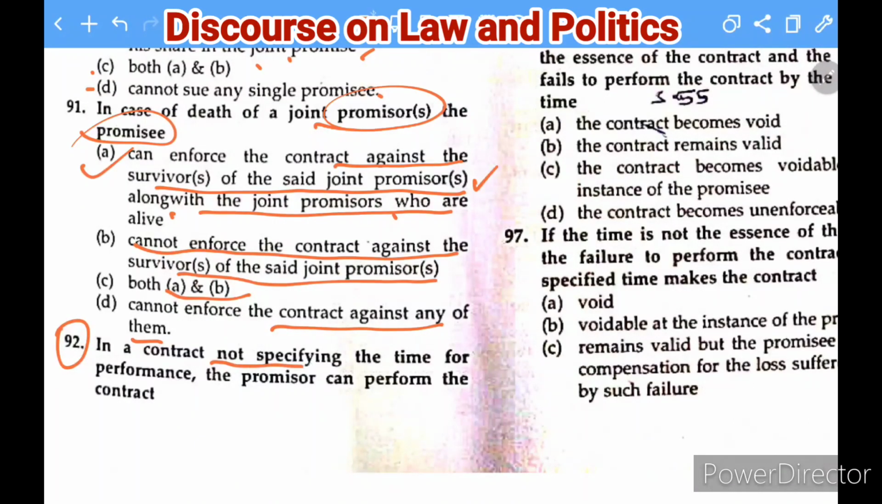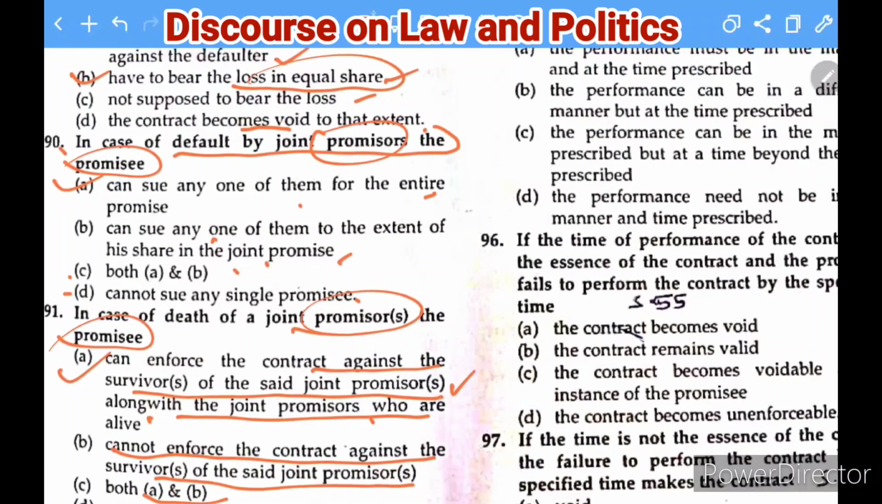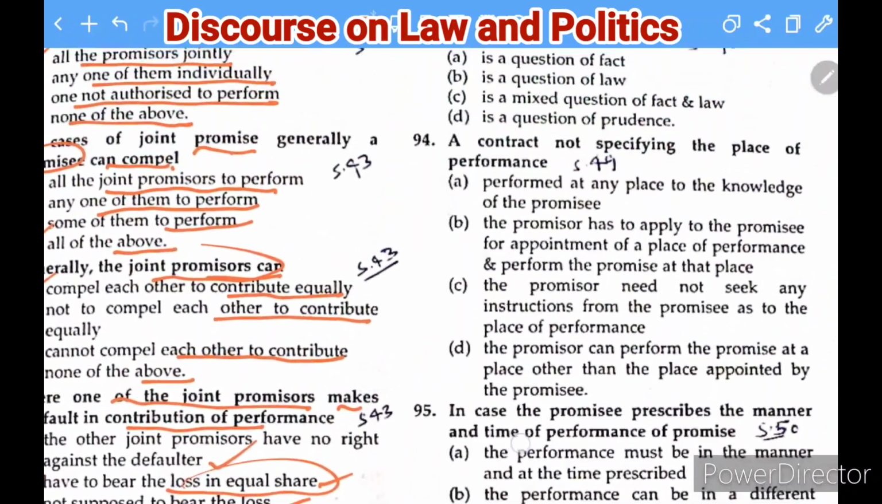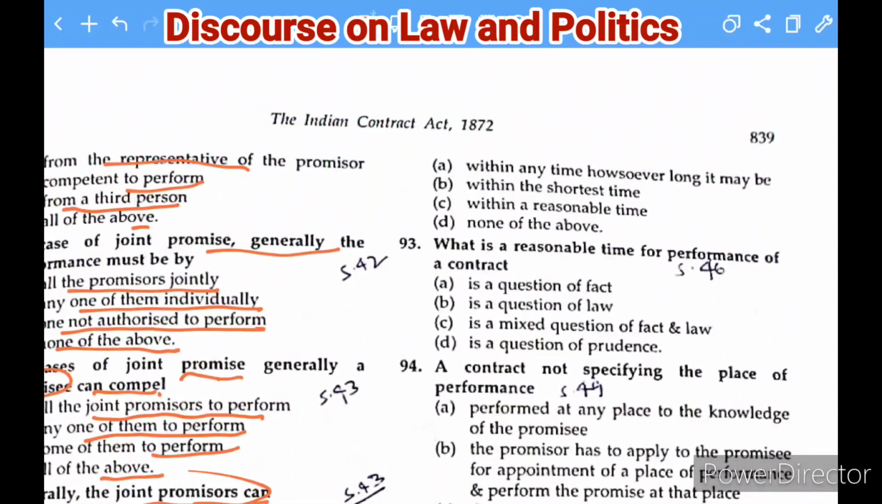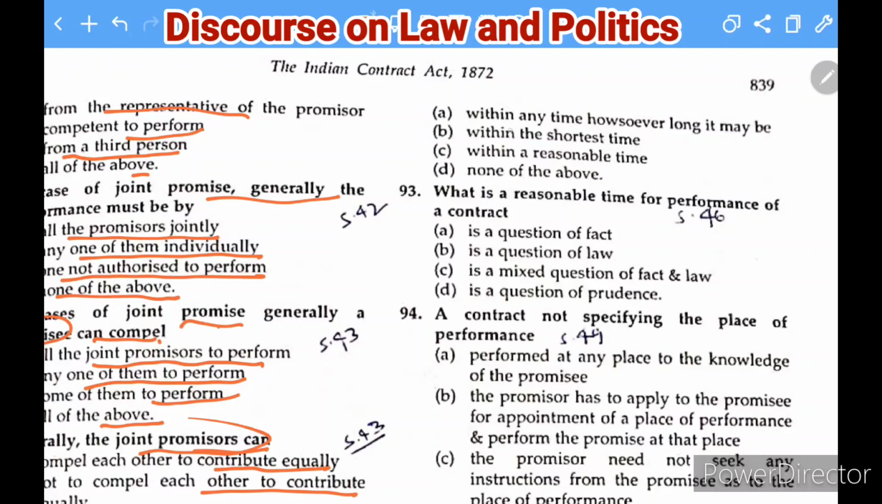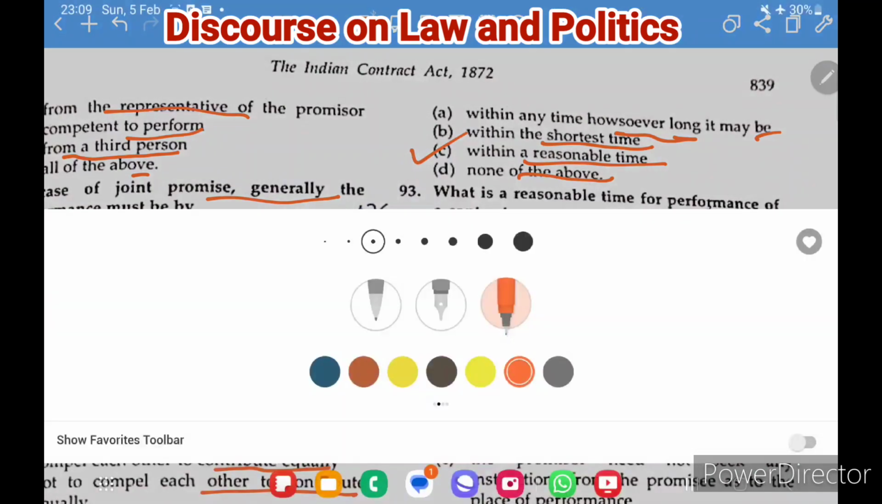In a contract not specifying the time for performance, the promisor can perform the contract. Where time has not been given, in that case, what would the timing be here? The options given here are: within any time however long it may be, within the shortest time, within a reasonable time, and none of the above. So my dear friends, you all know that when there is no timing, it must be performed within a reasonable time. So this option is the correct one here.